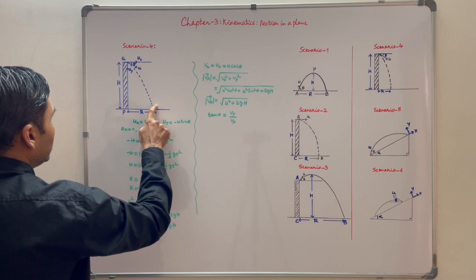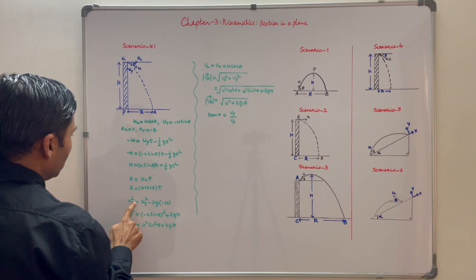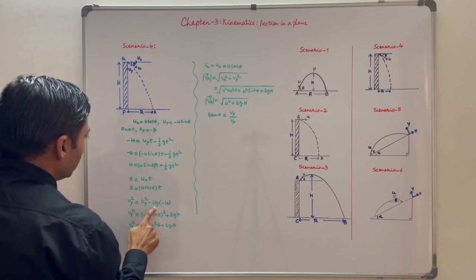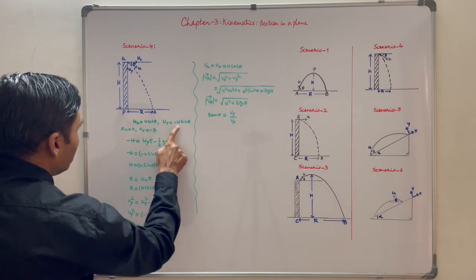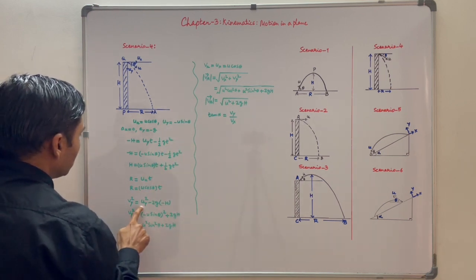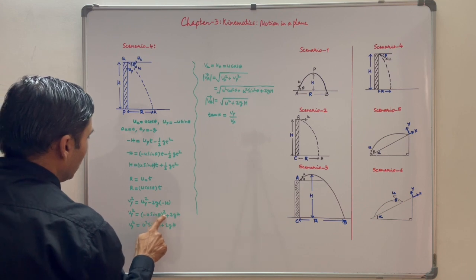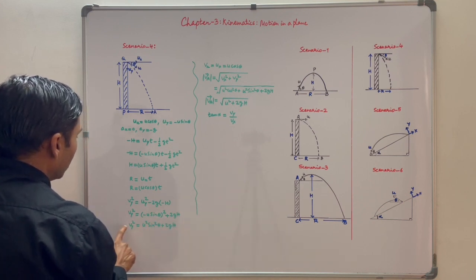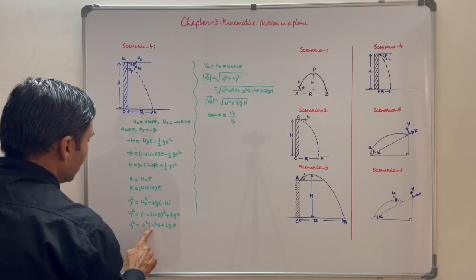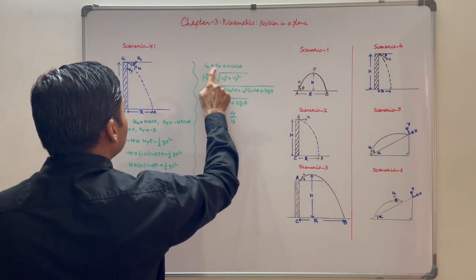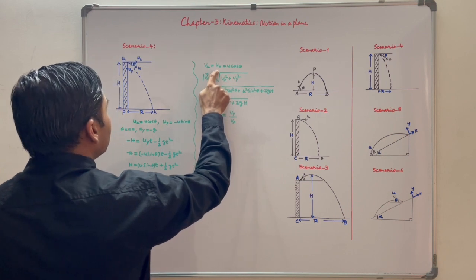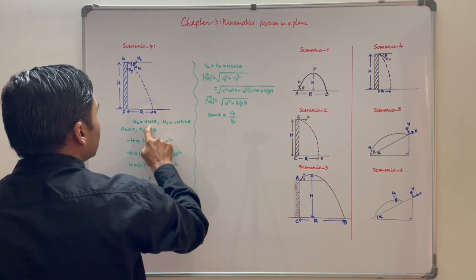Suppose we want to calculate the velocity of the particle when it hits the ground. So vy square is equal to uy square minus 2g into minus h. uy is equal to minus u sin theta. So vy square is equal to minus u sin theta whole square plus 2gh, or vy square is equal to u square sin square theta plus 2gh. vx is equal to ux, as the horizontal component of velocity remains constant, and that is equal to u cos theta.